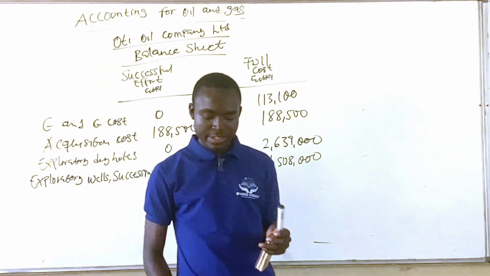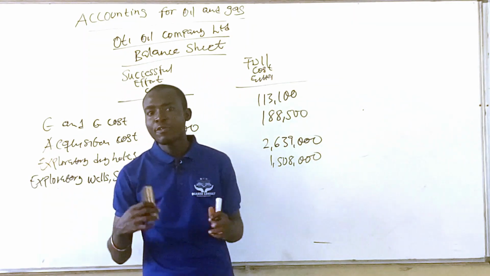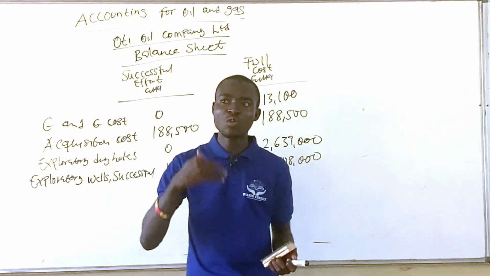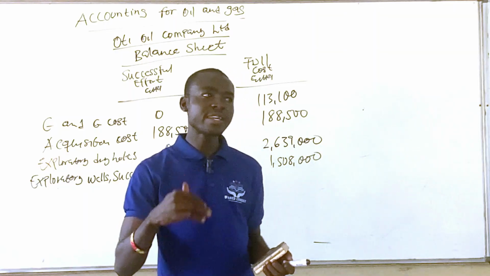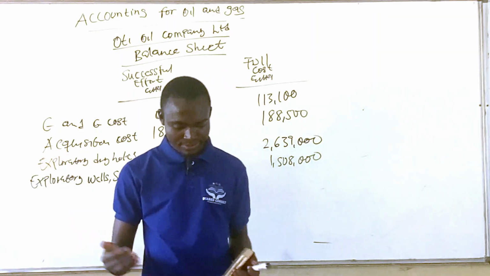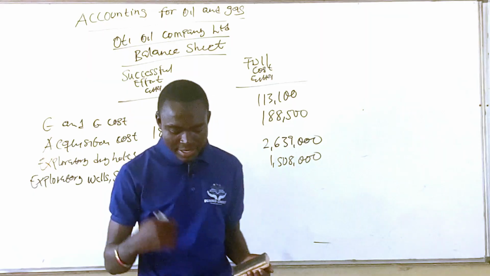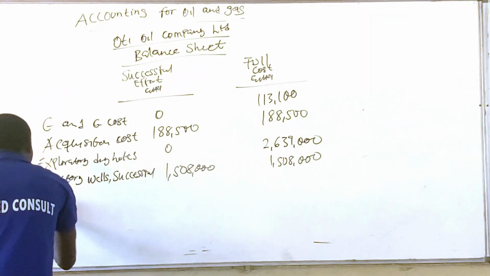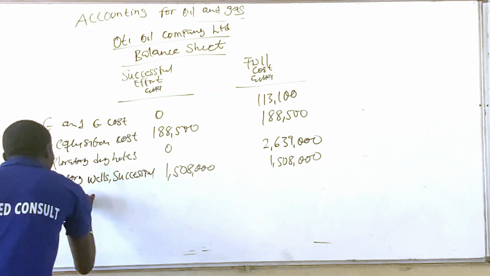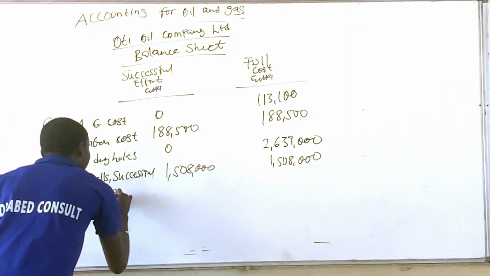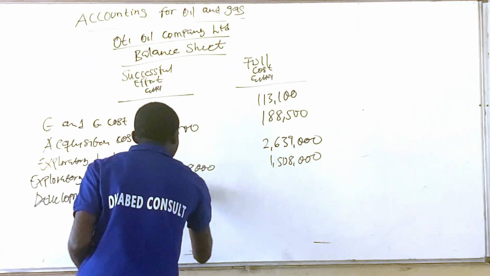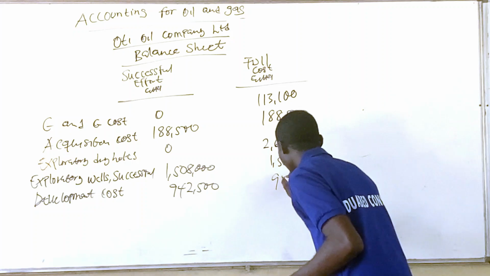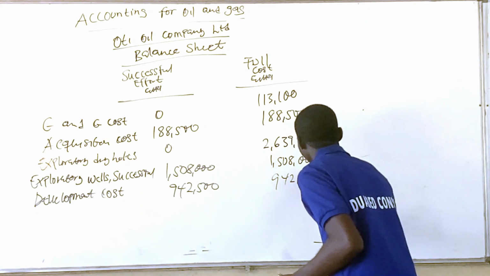And then the next is development cost. Development cost forms part of the cost of the asset, so it is always capitalized under both methods. And then the amount given is 942,500. So under full cost method, to be capitalized, 942,500.